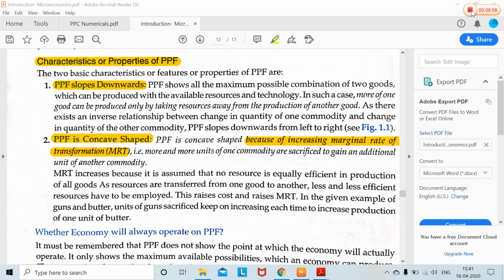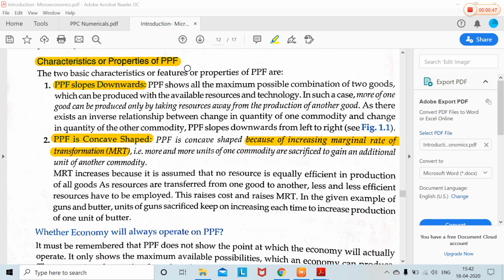In the last class, we discussed characteristics or properties of PPC, or you can call it PPF. PPF would mean production possibility frontier. PPC is production possibility curve. Both are alternate names for the same concept. And the two most important characteristics of PPC were that, one, it slopes downwards, and the other, it is concave shaped. In economics, you will come across this word downward sloping a lot of times for the entire session.